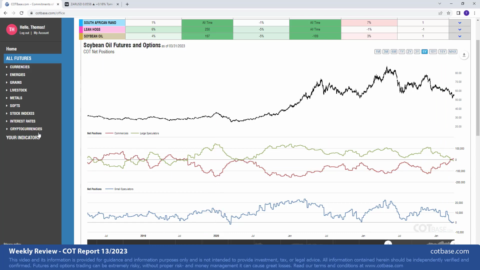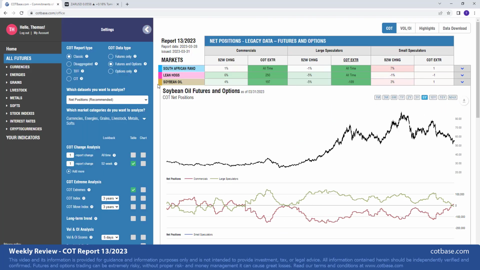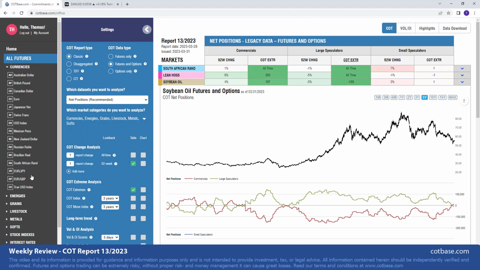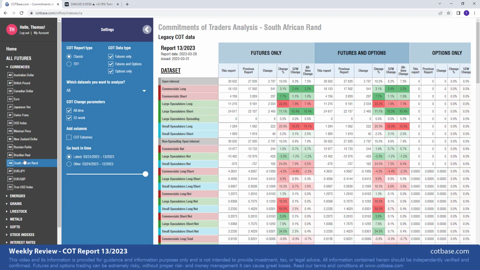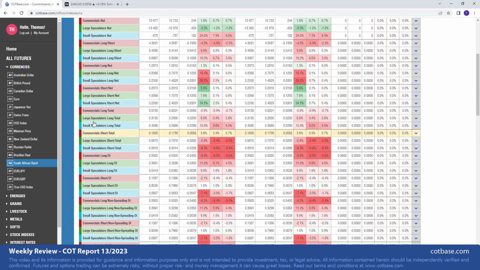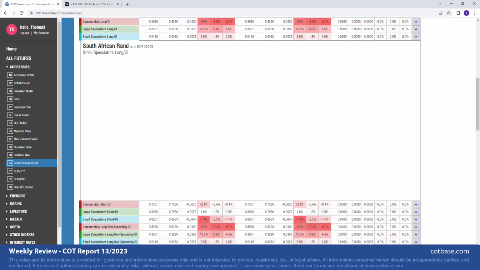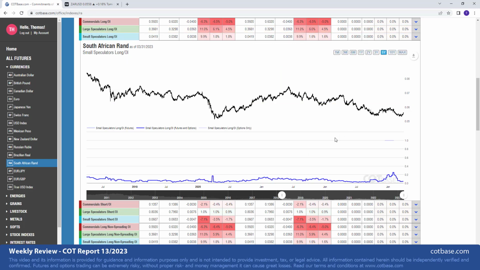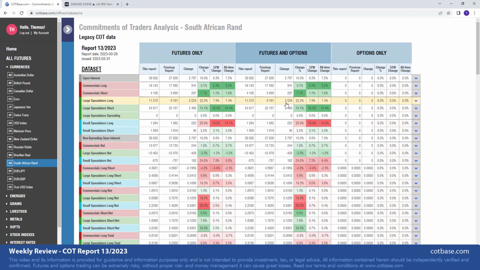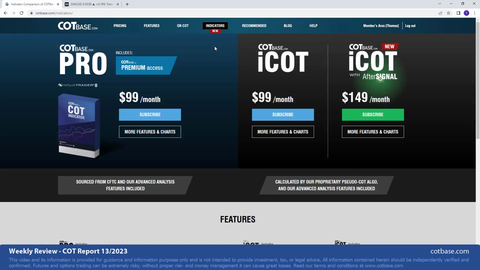in soybean oil. Of course, there's much more to do here at cotbase.com, and if you're someone who really wants to dig into the report, then you can choose a market that you're interested in. We talked about South African Rand, and you can do that with the help of cotbase.com. There are so many data sets that you can analyze and chart, so it's not in a table format only, you can have it charted. If you're a pro member, you can download the data and analyze it in your own NinjaTrader platform.